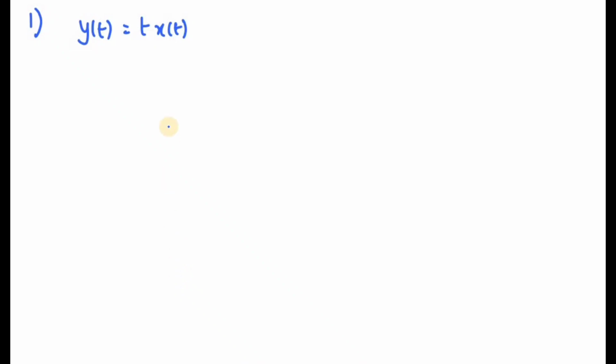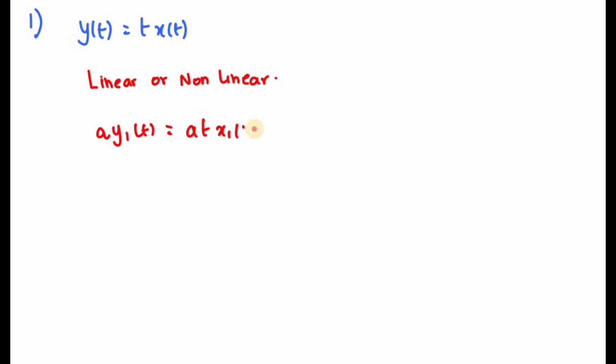So here the given problem is y of t is equal to t into x of t. So first let us find whether it is linear or non-linear. Okay. So for that one, you have to multiply. You have to take a into y1 of t is equal to, so you will get a t into x1 of t.